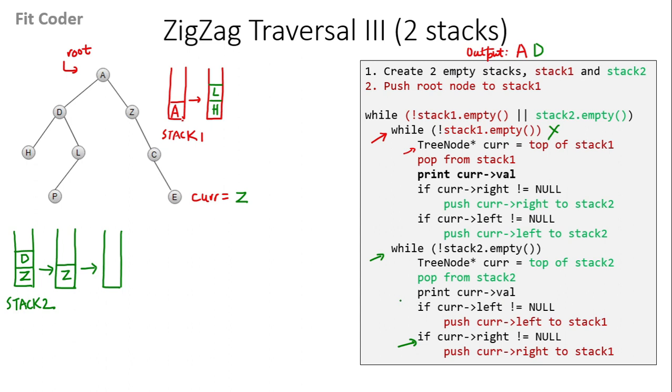Then we print the value of current. So current is Z. We check left of Z. So left of Z is null. And then we check right of Z. So right of Z is C. We push C to stack 1.